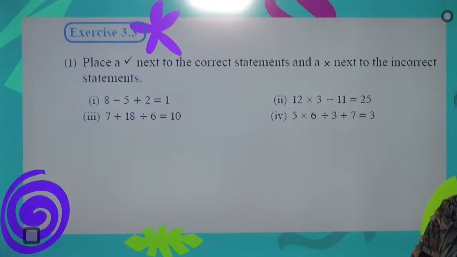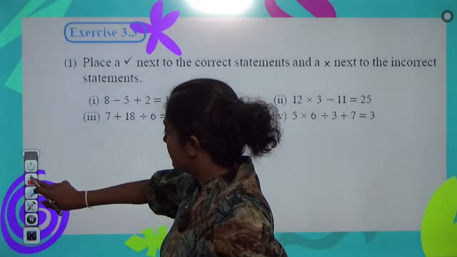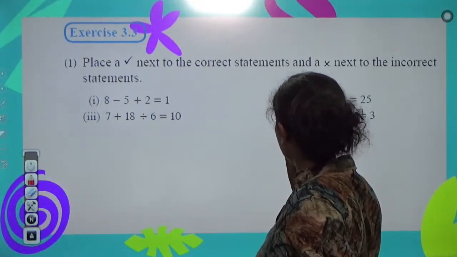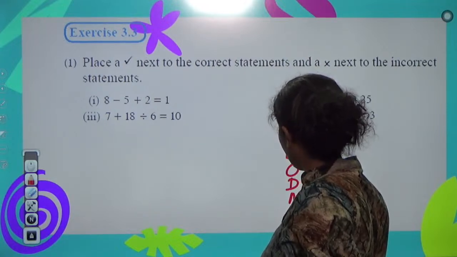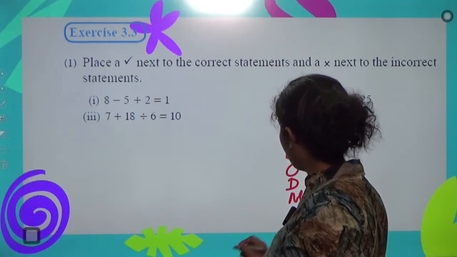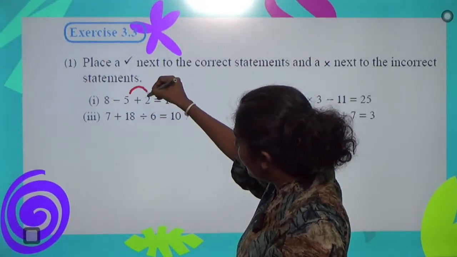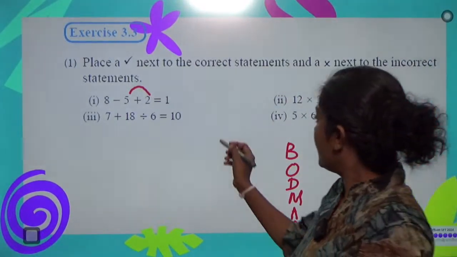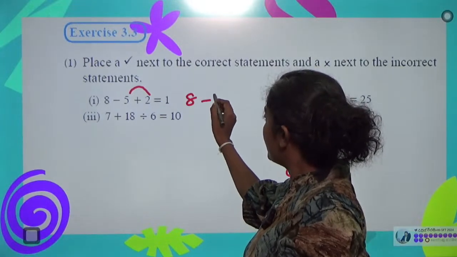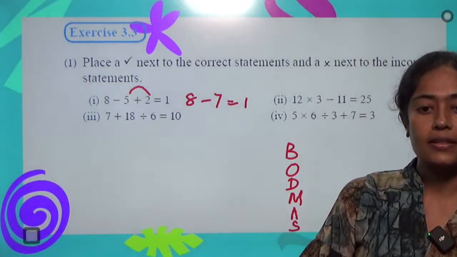According to BODMAS rule, which one we have to simplify first? Addition. Yes. Then we have to do the subtraction. Then first what I have to do? I have to add these two. 5 plus 2, 7. Then 8 minus 7. Answer is 1. Is this statement correct?